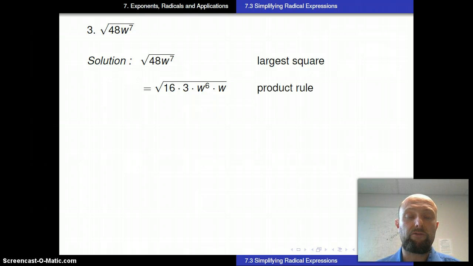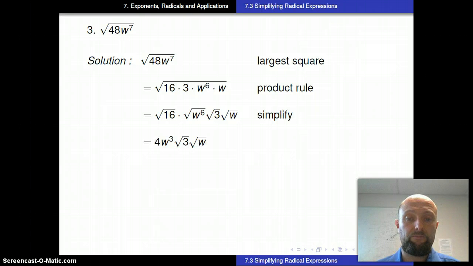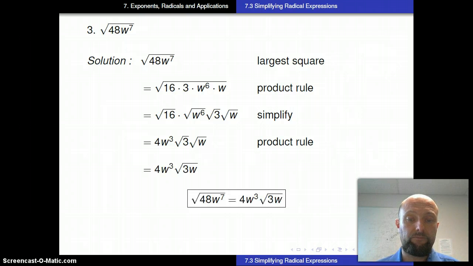Next, we use the product rule. And we simplify the square roots involved. Square root of 16 is 4. Square root of w to the 6th is w to the 3rd. Finally, we combine square root 3 and square root w by using the product rule. And this is our final answer.